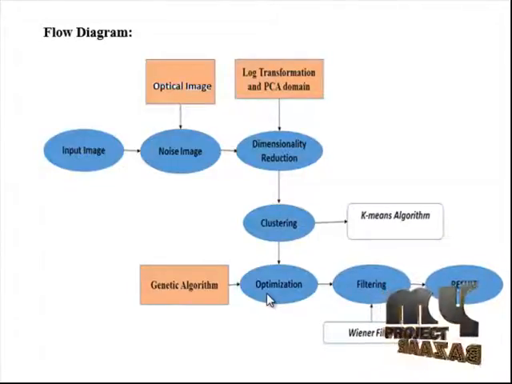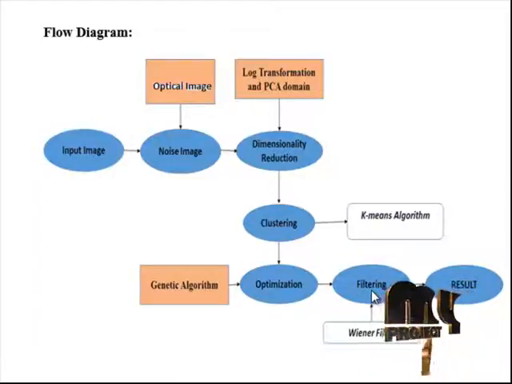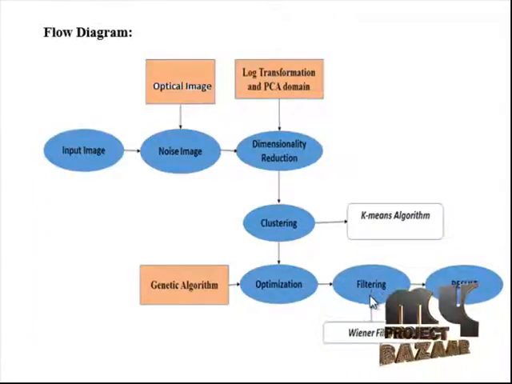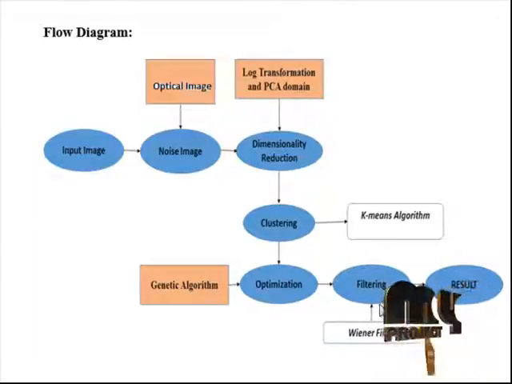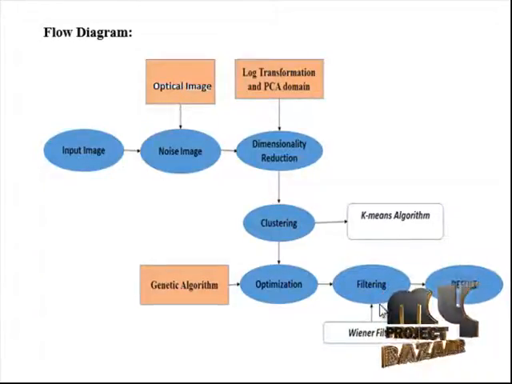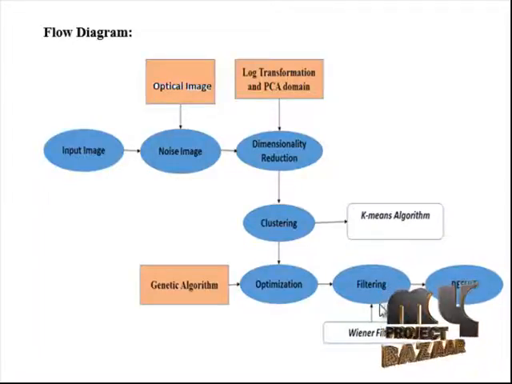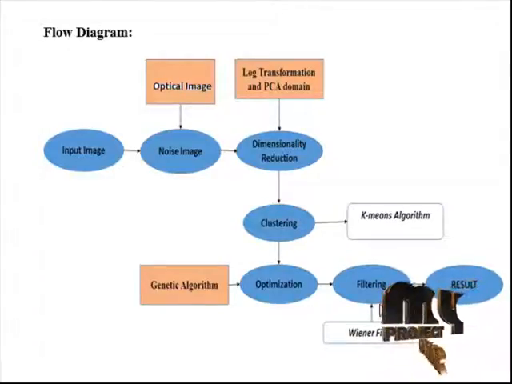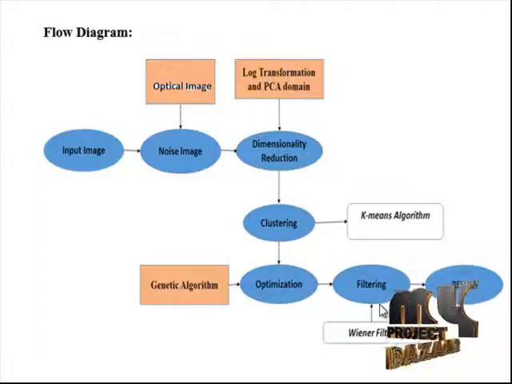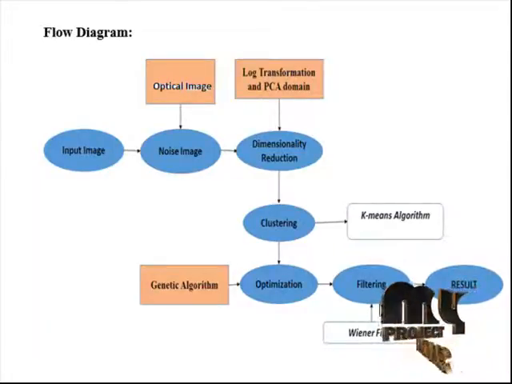Next, in the final stage, a filtering algorithm is performed based on the Wiener filter. The Wiener filter is a filter used to produce an estimate of the desired or target random process by linear time invariant filtering of an observed noisy process, assuming known stationary signal and noise spectra and additive Gaussian noise. The Wiener filter minimizes the mean square error between the estimated random process and the desired process.